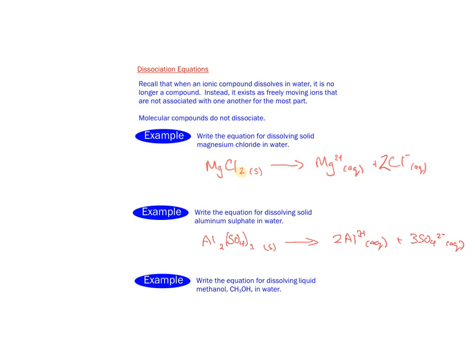Write the equation for dissolving liquid methanol in water. Okay, so that's going to be CH3OH, liquid, and when it dissolves, nothing happens because of the whole point right up here. Molecular compounds do not dissociate. So for that reason, methanol is still methanol, even though it's dissolved in water. Okay?